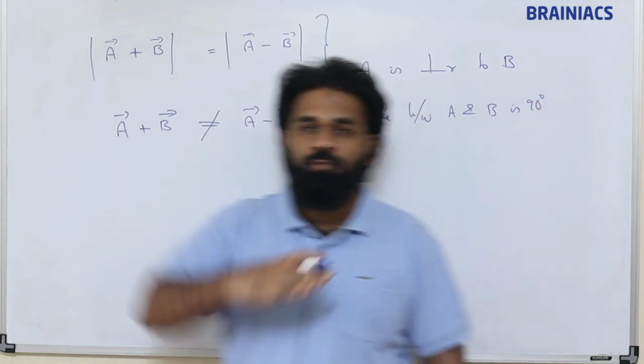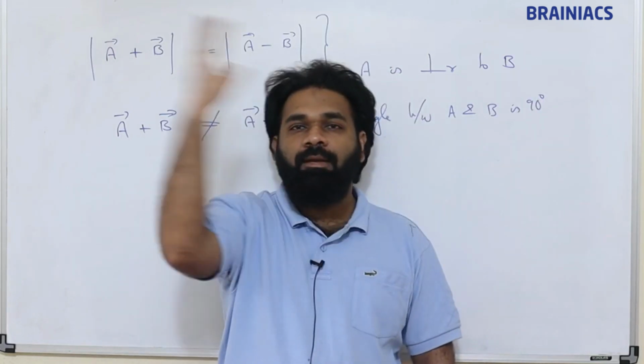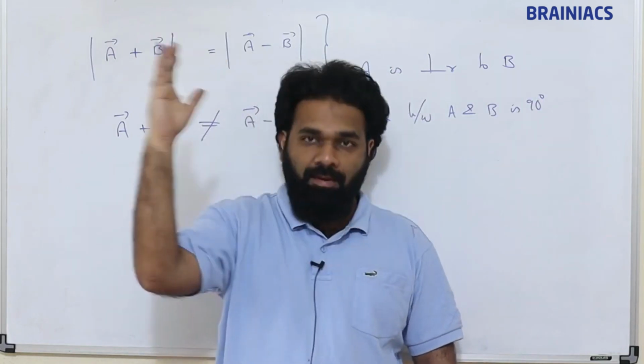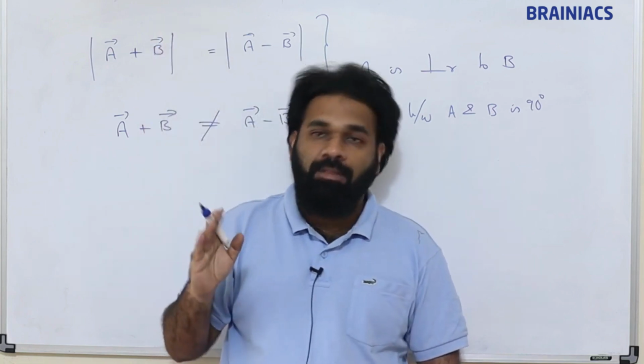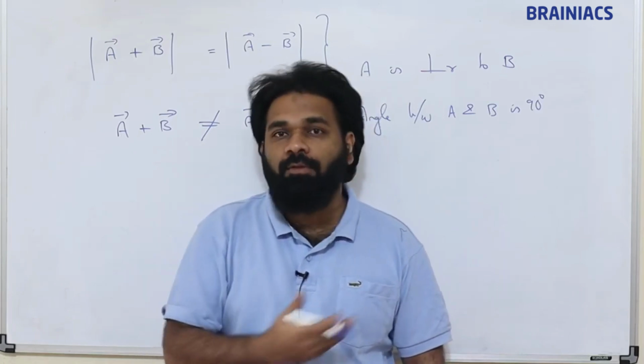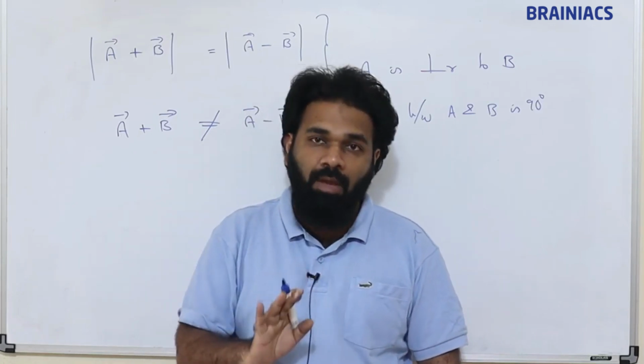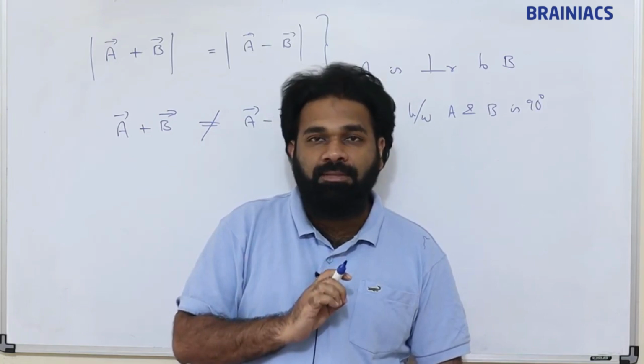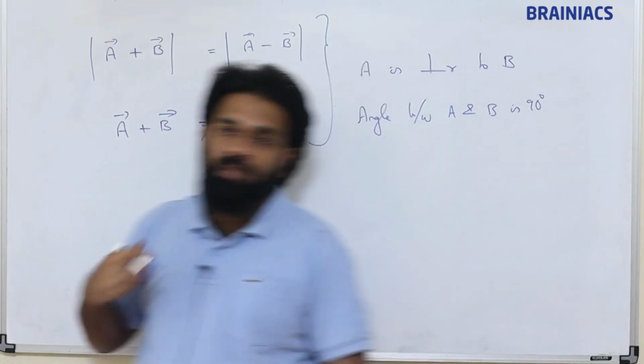A case in which two vectors are at 90 degrees: if this is vector A and this is vector B, then A plus B, if we add the vectors, and A minus B, if we subtract the vectors, won't be the same, but the magnitude will be the same. The previous example is the proof for that.